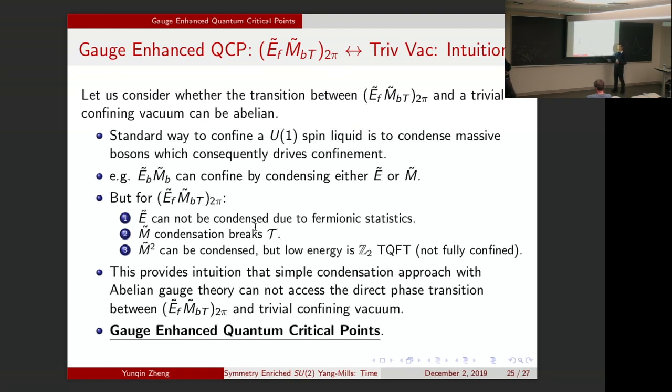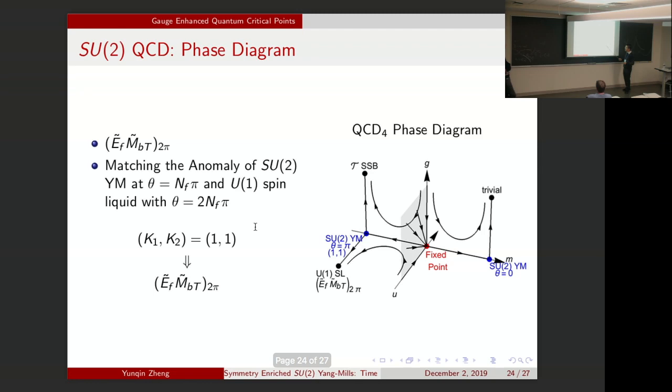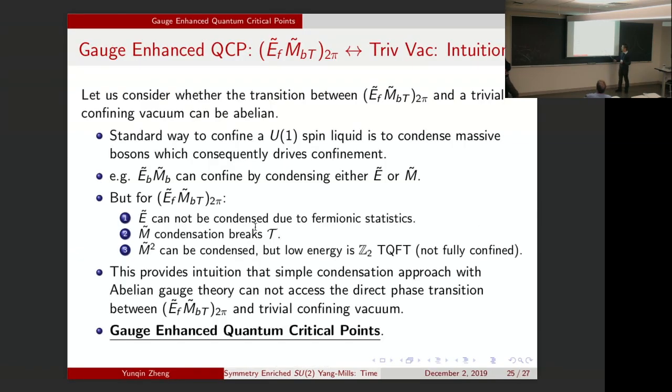We can also condense a pair of M, but there is a remaining deconfined degree of freedom in the IR. So it means that the simple condensation approach within abelian theory cannot access the direct phase transition between this U1 quantum spin liquid and the trivial vacuum. However, as we see, SU2 QCD can do the job. So we name the SU2 QCD a gauge enhanced quantum critical point.